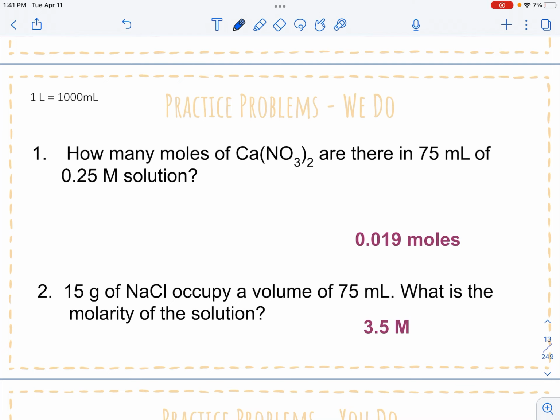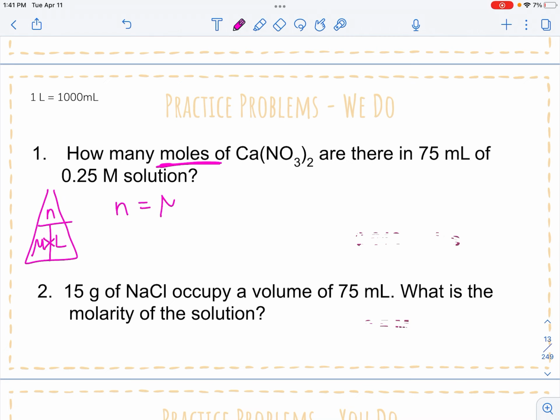Here I'll kind of blob out these answers real quick. I have these there so we can check ourselves, but we want to, again, make sure we know how to work them out. So let's try those. Again, we have our triangle, right? Molarity is n over L, moles over liters. In this case, I'm looking for moles. So what am I going to do, right? I'm going to take my n, and it's going to equal my molarity times my liters.